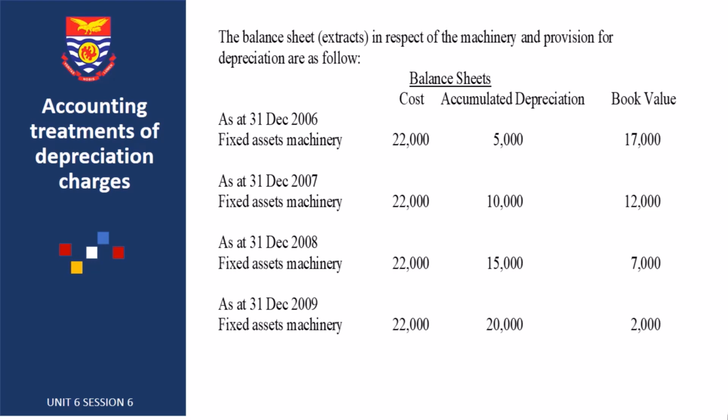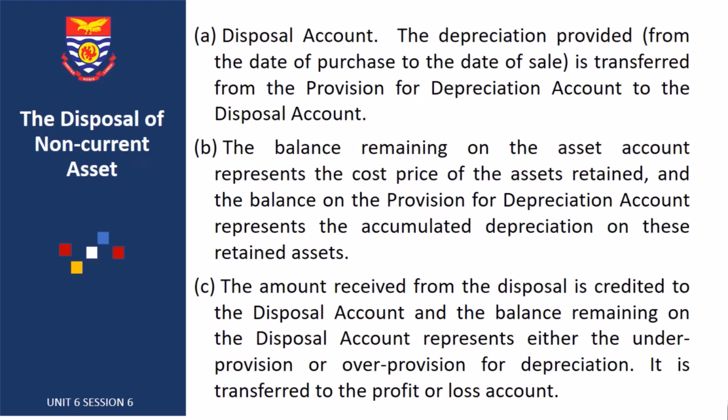In the third year, since the depreciation charge per annum is 5,000, the accumulated depreciation for the third year will be 15,000, and we deduct that from the cost of the asset, giving us a net book value of 7,000. Again, in the fourth year, the accumulated depreciation will be 20,000, and we deduct it from the cost of the asset, giving us a net book value of 2,000.